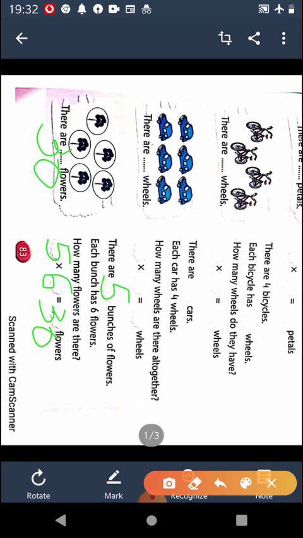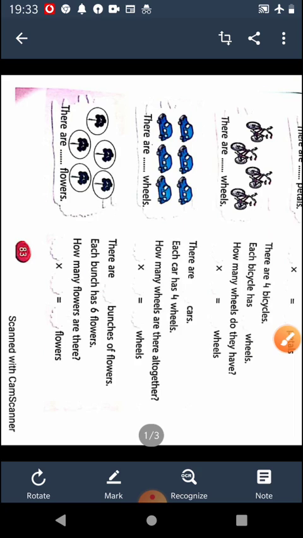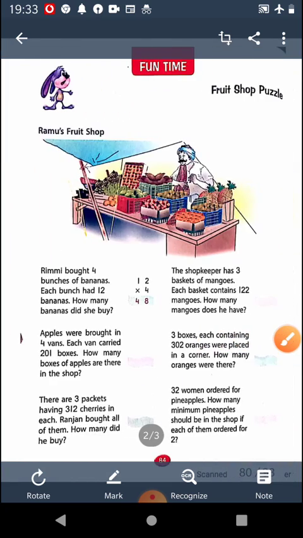So this is how we do word problems based on multiplication. Number of anything, maybe in a bunch number of flowers, or in a basket number of fruits, or in a car number of wheels, or in a bicycle number of wheels are given. If for one it is given and you have to find for more, then we multiply. Instead of adding it many times, instead of doing repeated addition, we simply multiply it, as we know that multiplication is repeated addition. Okay. Now next is fun puzzle.